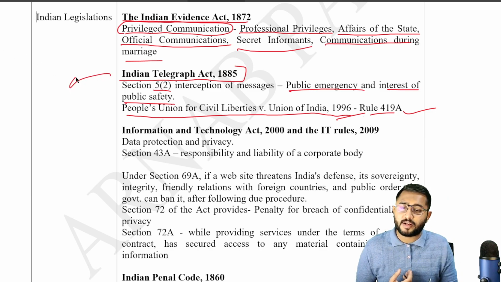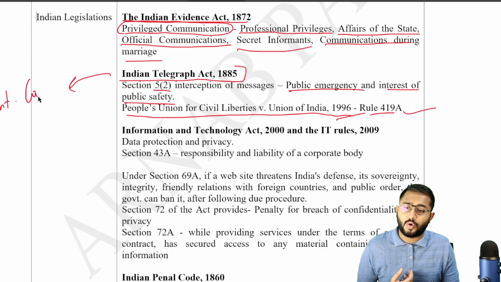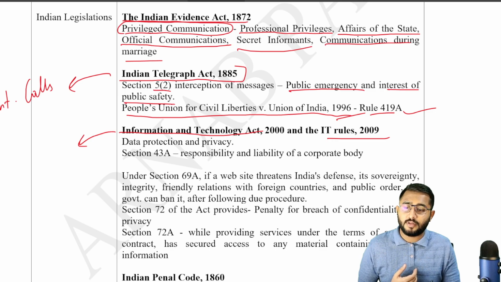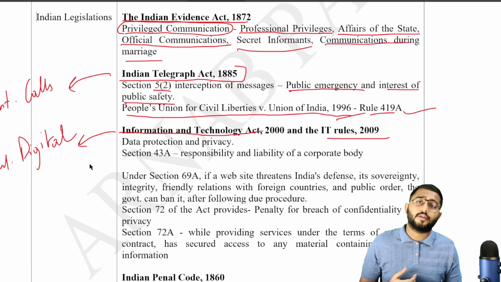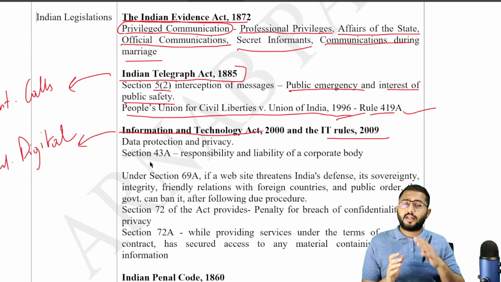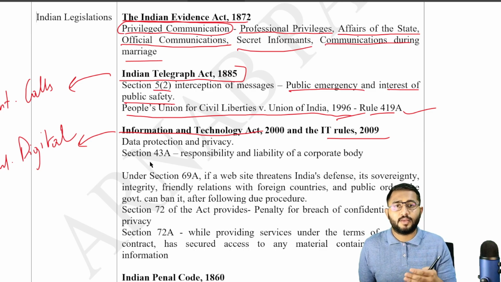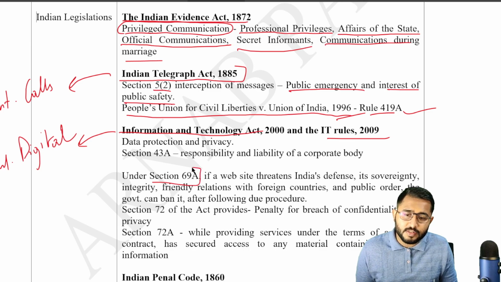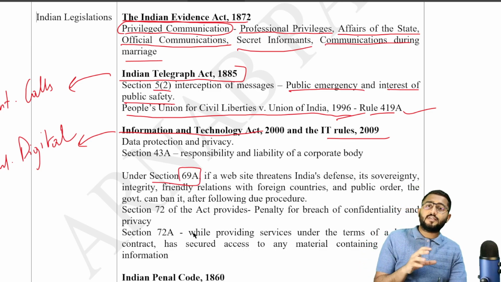So the Indian Telegraph Act is about interception of conversations or calls. The Information Technology Act of 2000 and the IT Rules of 2009 are about interception of digital information, of digital data, right? The Information Technology Act is a broad act that deals with different digital avenues. But Section 69A is what is important for us. The most important thing here is Section 69A.